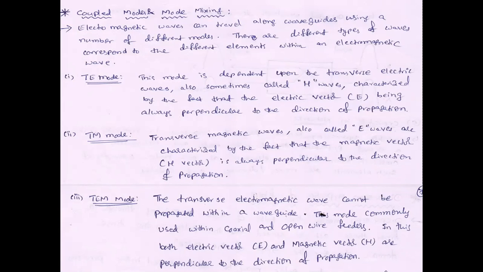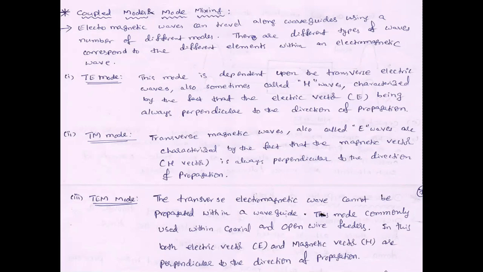There are different types of waves corresponding to different elements within electromagnetic waves. You know the concept that electric and magnetic fields are perpendicular to each other. Now we discuss the three types of modes: TE mode, TM mode, and TEM mode. First one is TE mode. This mode depends upon transverse electric waves. TE stands for transverse electric waves. Sometimes it is called H waves.